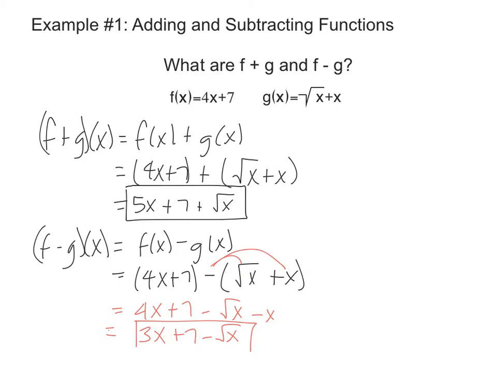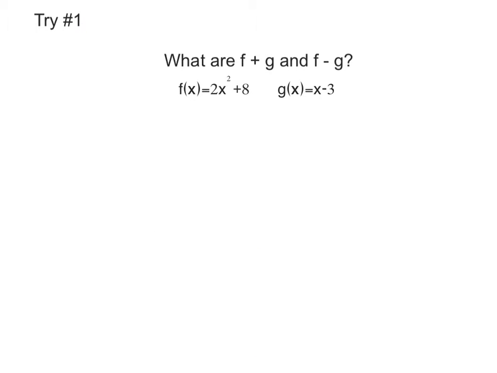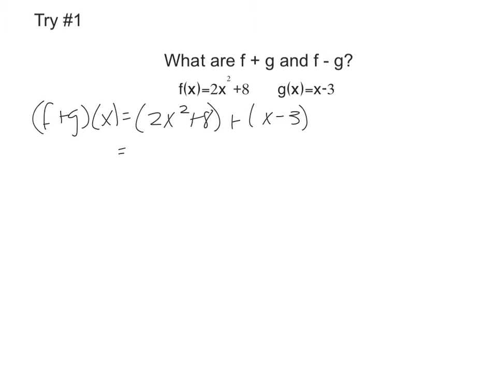All right, let's try the next one. So again, we're doing f of x plus g of x. So f plus g of x. I won't write what the rule is again, but that would be 2x squared plus 8 plus x minus 3. If we put them in standard form, that would be 2x squared plus x plus 5.